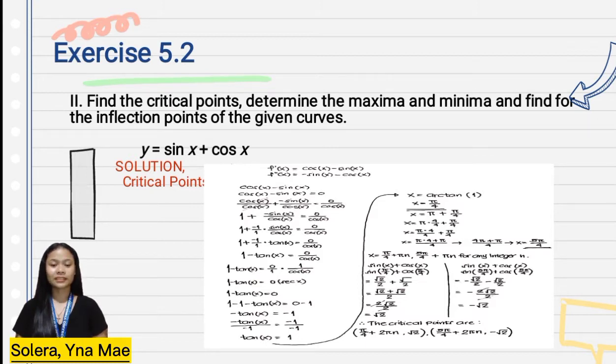Sin x plus cosine x at 5 pi over 4: sin 5 pi over 4 plus cosine 5 pi over 4 equals negative the square root of 2 over 2 minus the square root of 2 over 2, which equals negative 2 times the square root of 2 over 2. The 2s cancel, so it equals negative the square root of 2. Therefore, the critical points are pi over 4 plus 2 pi n, the square root of 2, and 5 pi over 4 plus 2 pi n, negative the square root of 2.